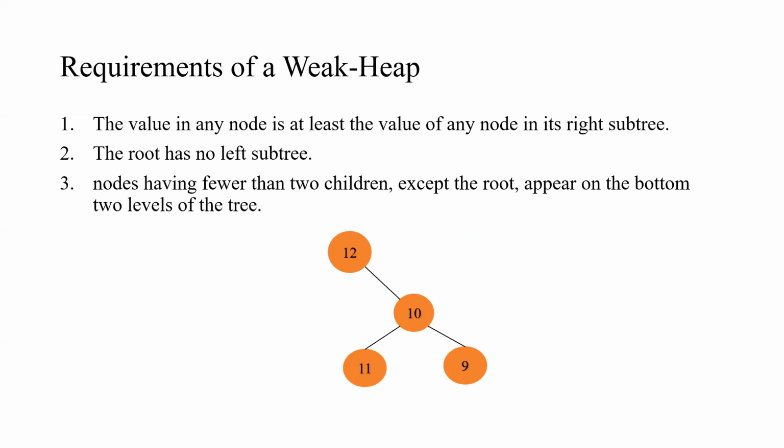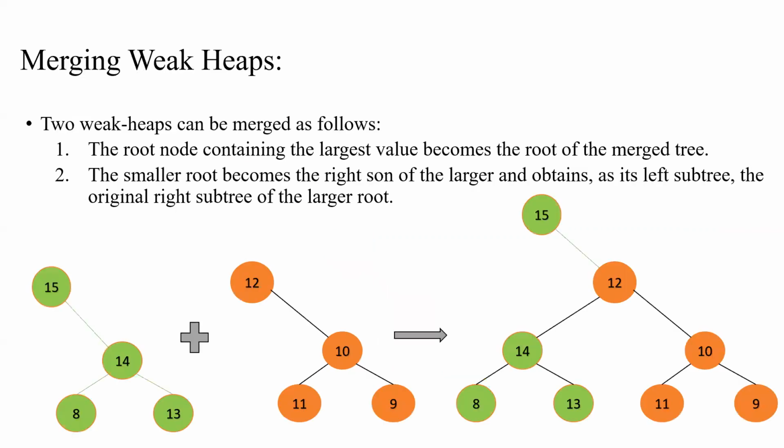So, from the below example, it's clear that a given node is always greater than the nodes in its right subtree. Here, the root has no left subtree, and other than the root, the nodes on the bottom two levels of the tree may or may not have two children. Thus, this tree satisfies the three requirements, hence it's a weak heap.